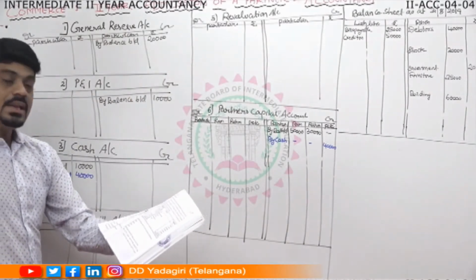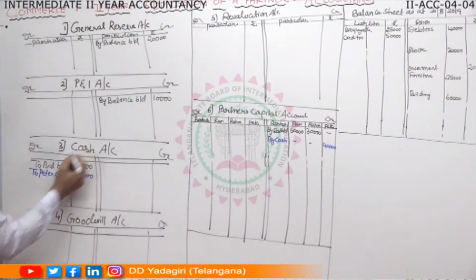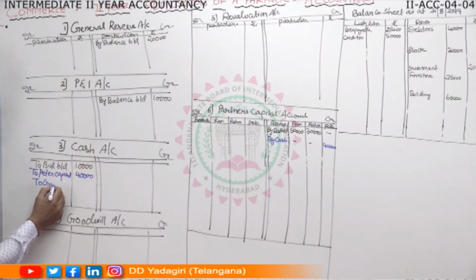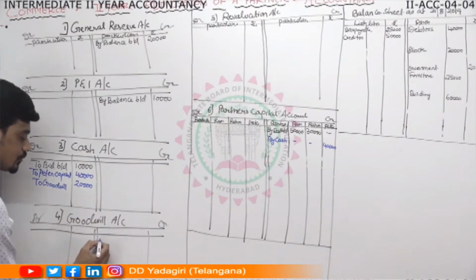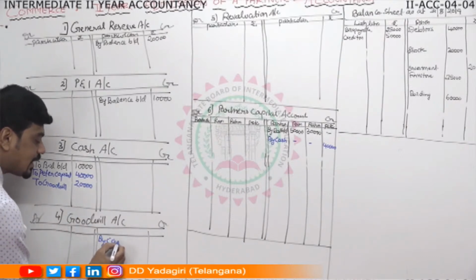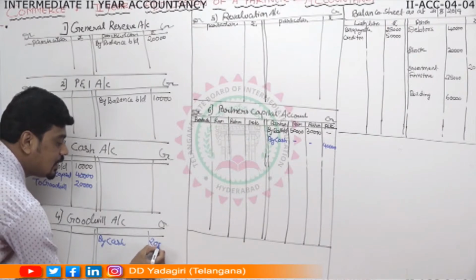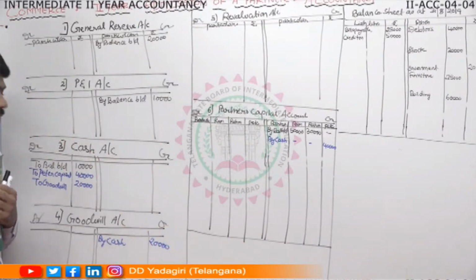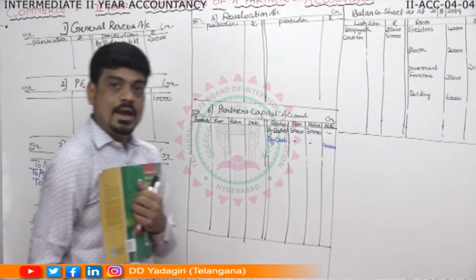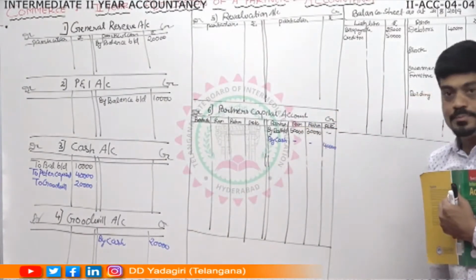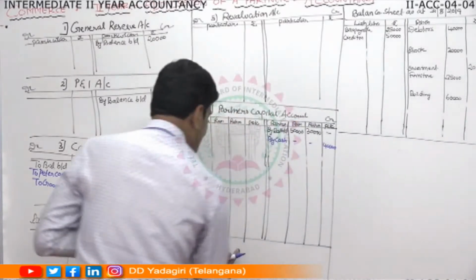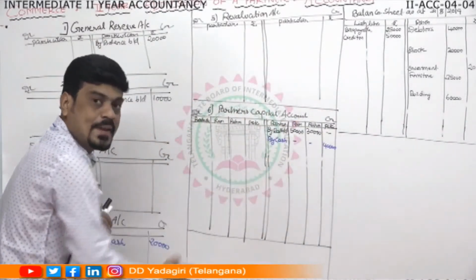Then 20,000 he brought as goodwill. So again, cash to goodwill. The amount of goodwill brought was 20,000. So in the goodwill account, by cash, 20,000. Now here you need to be very careful, because the goodwill brought should be distributed among the old partners. Who are the old partners? Ram and Rahim. So we'll do the working. I'm doing all the working below the capital because of space.